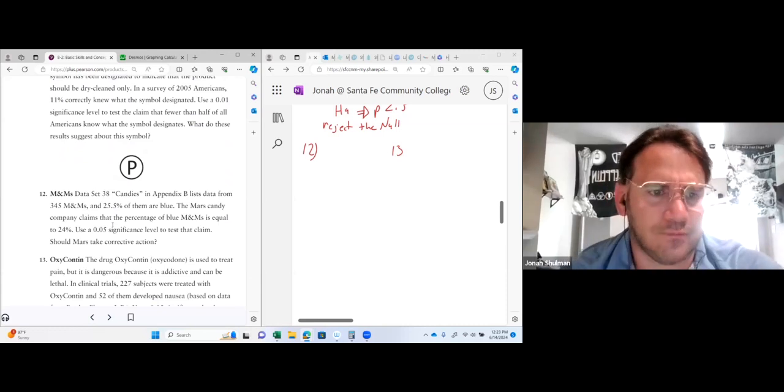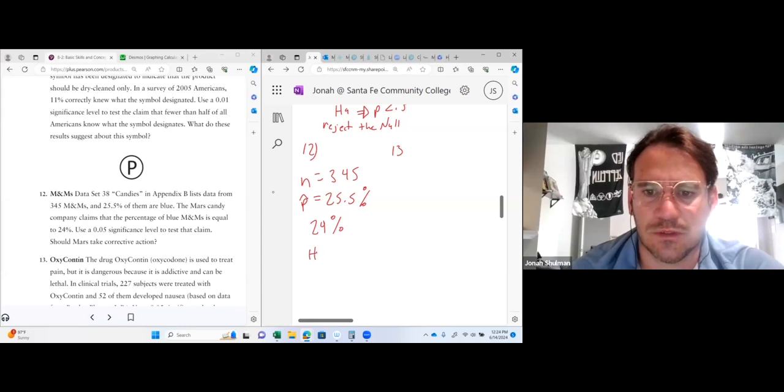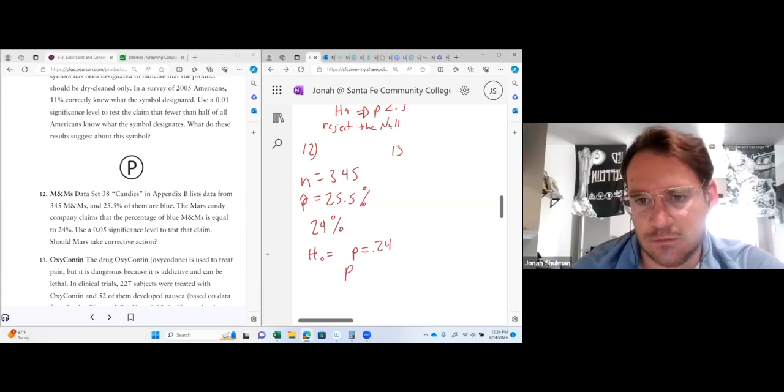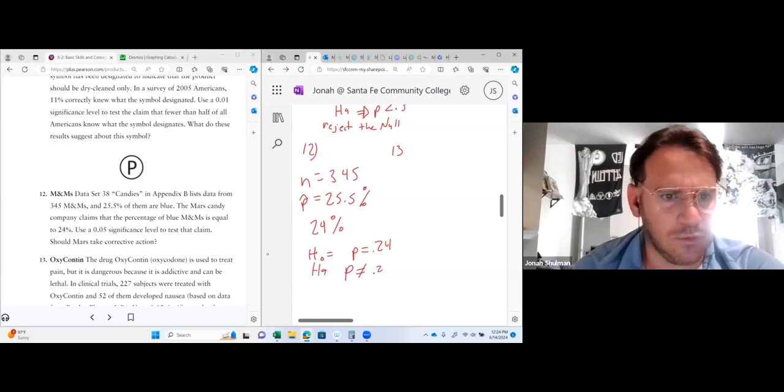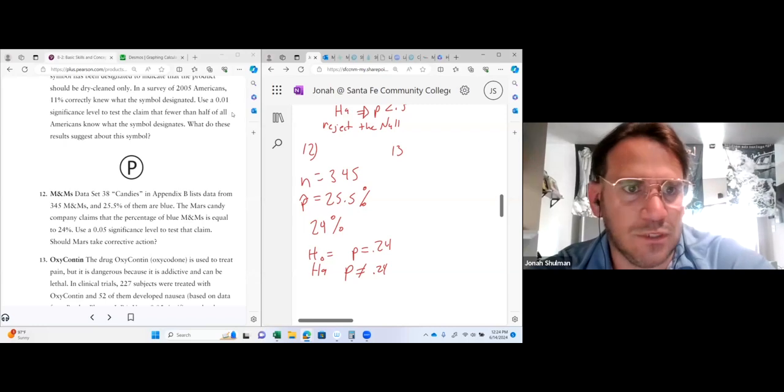We got M&Ms. N is 345. This p hat is 25.5%. And we want to say that the exact amount is 24% for these delicious blue M&Ms. So this means our null hypothesis is that p is equal to 0.24. All right, and we got a two-tail. So our alternative hypothesis is that it is not equal to 0.24. It doesn't say it, right? It doesn't give us this. So I'll do everything but the statement. This is pretty much everything we need.